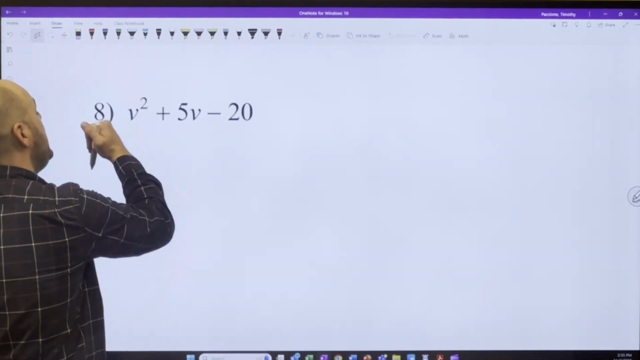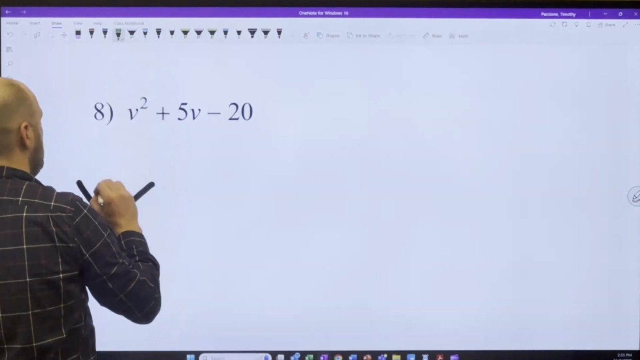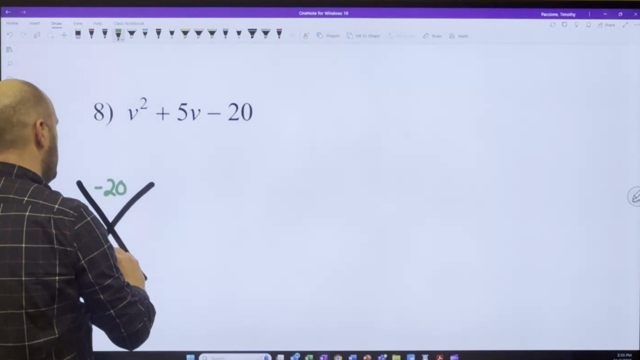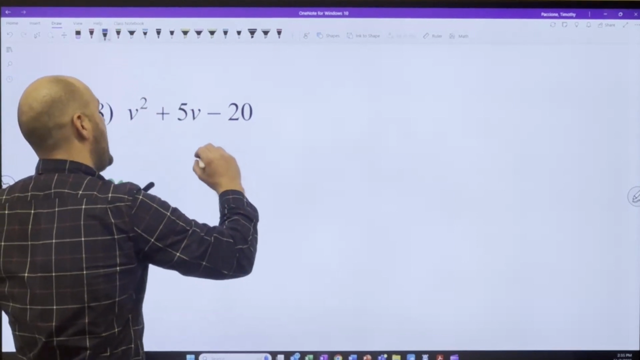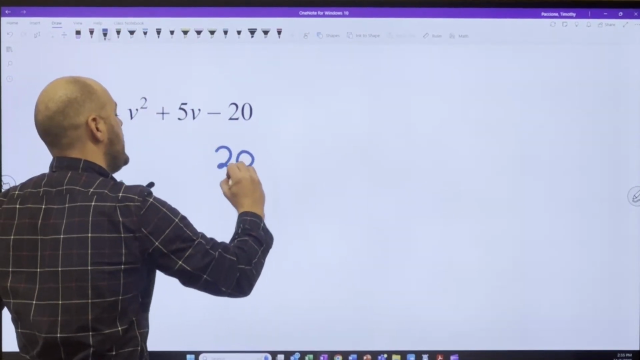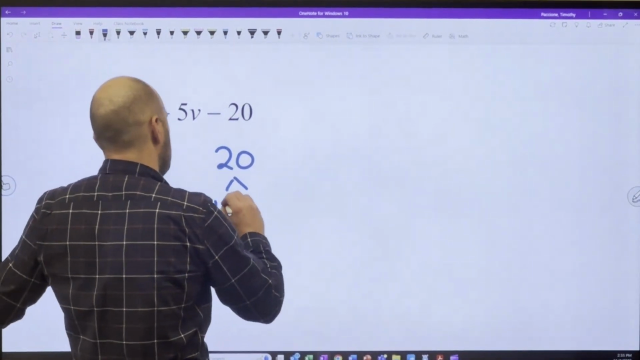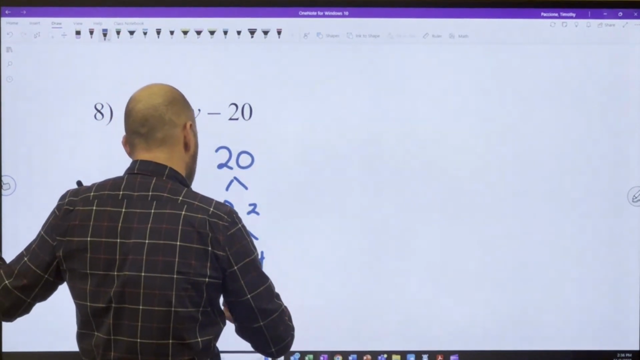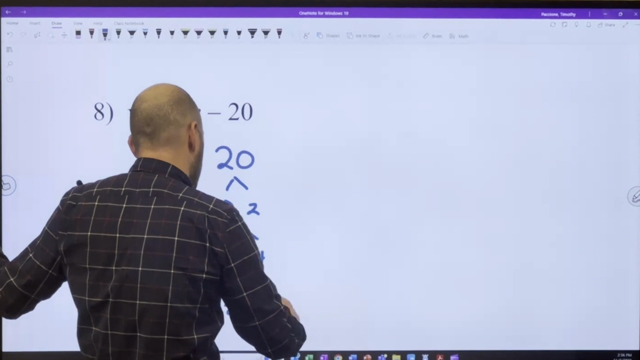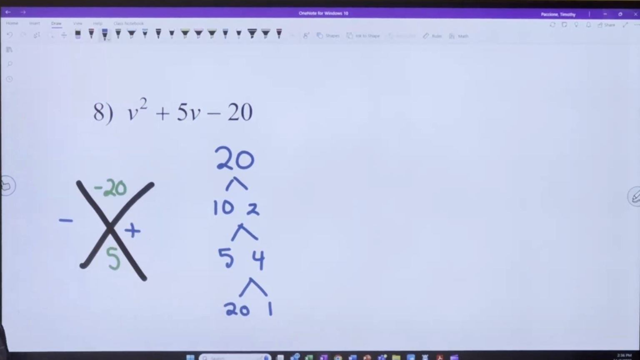All right, 8 already has an A of 1, so we can go straight to magic x. I say negative 20 and 5. Two numbers that multiply to give me negative 20 and add to give me 5. I can't see it, so I go, well, 20. What multiplies to give you 20? 10 and 2. Anything else? 5 and 4. Anything else? 20 and 1. Okay. I got a negative, so it must be a negative and a positive.